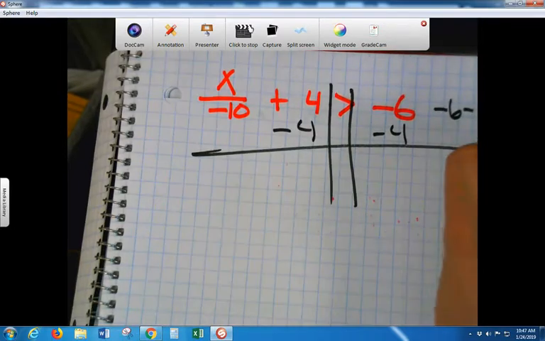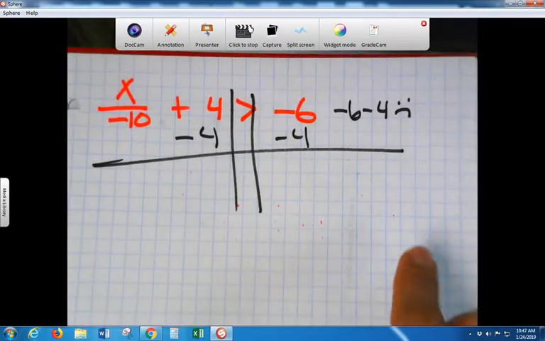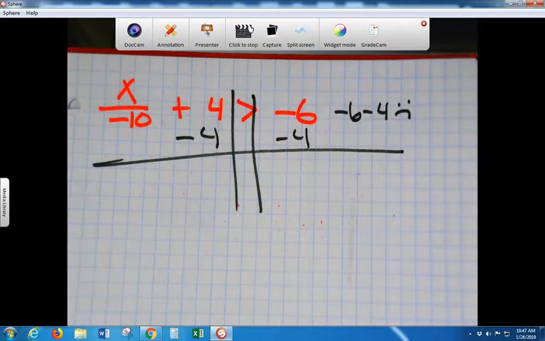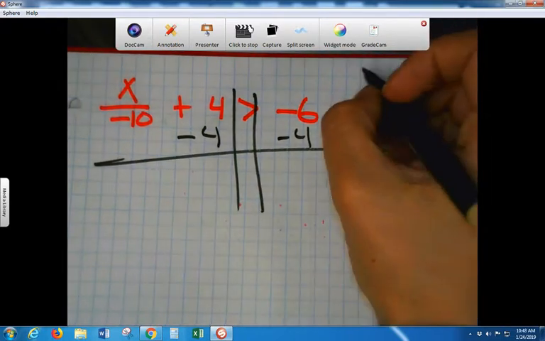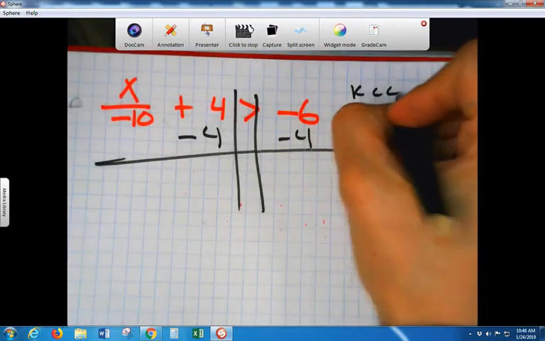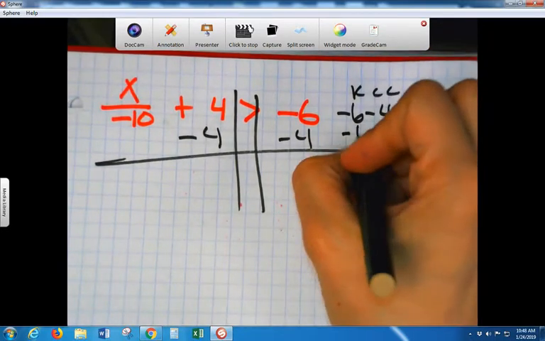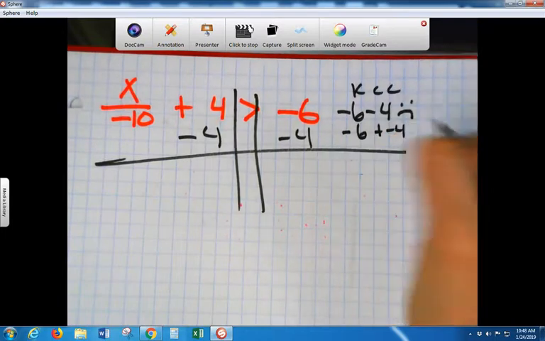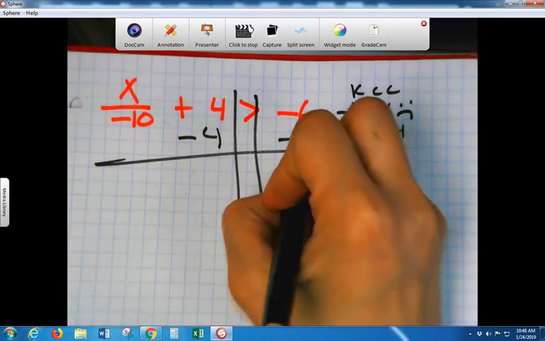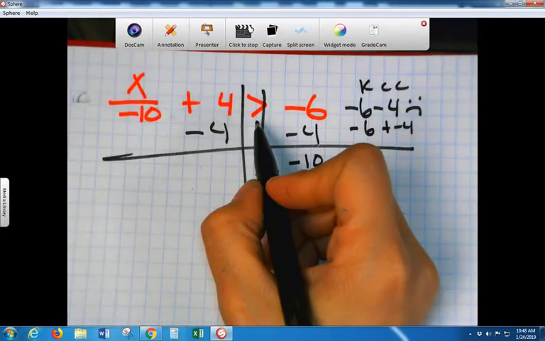Uh-oh. That makes Miss O'Malley sad. Switch it around, plus, and then turn 4 into a negative. So you're going to do a keep, change, change. Yep. Negative 6 plus negative 4 equals negative 10. Do I switch this? No.